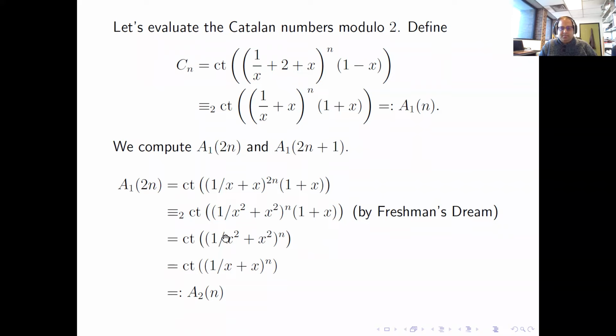And simplify, change a variable. I get a new function here, which I'm going to give a name again. I'm going to call that one A2. So this was A1 evaluated at the evens.